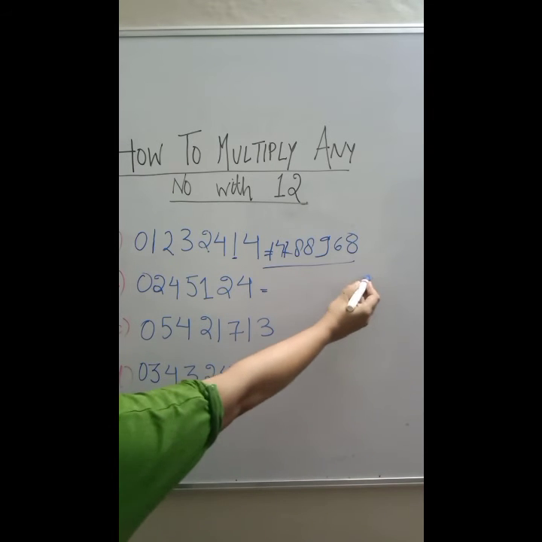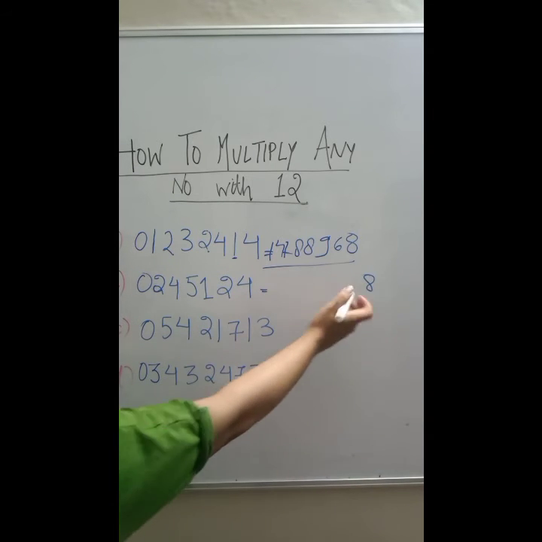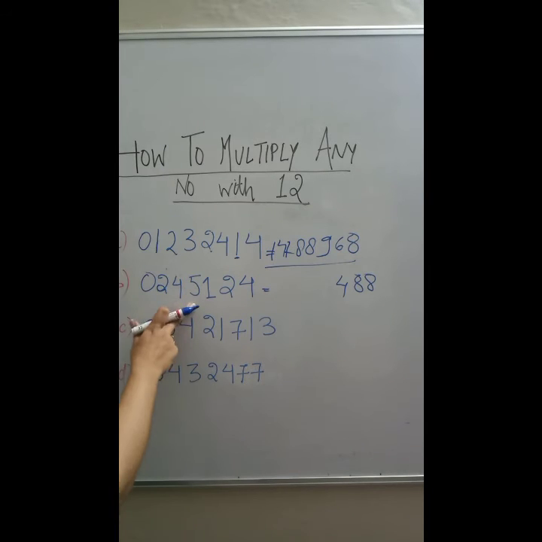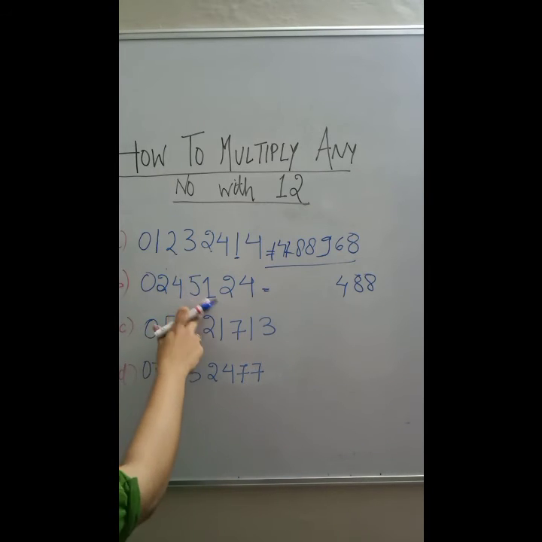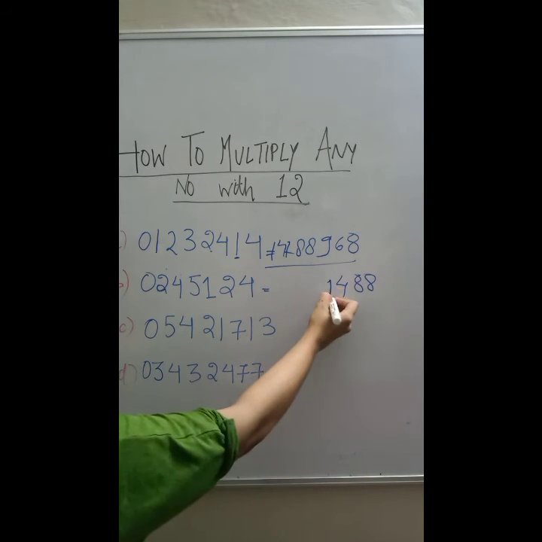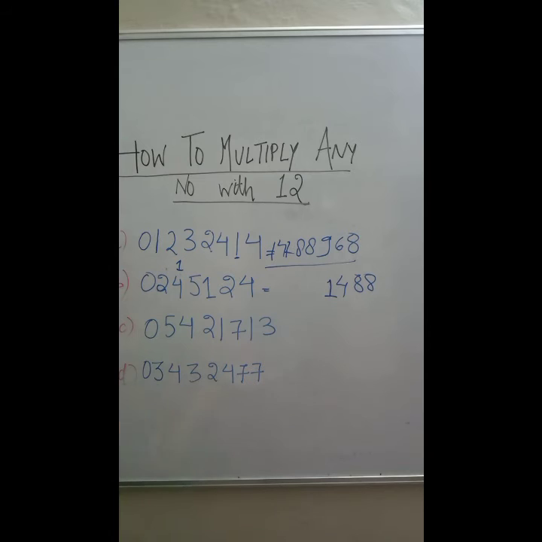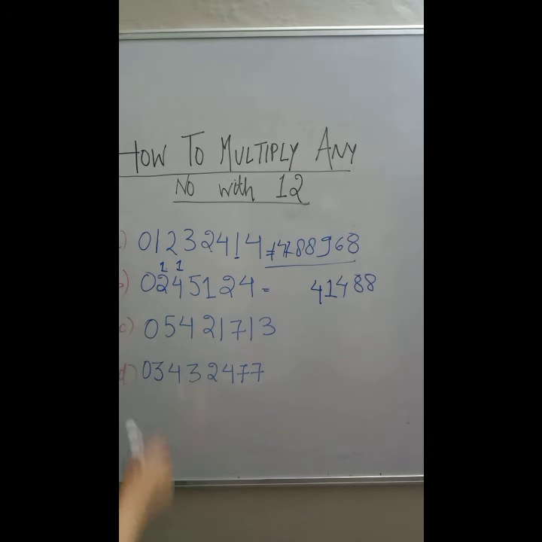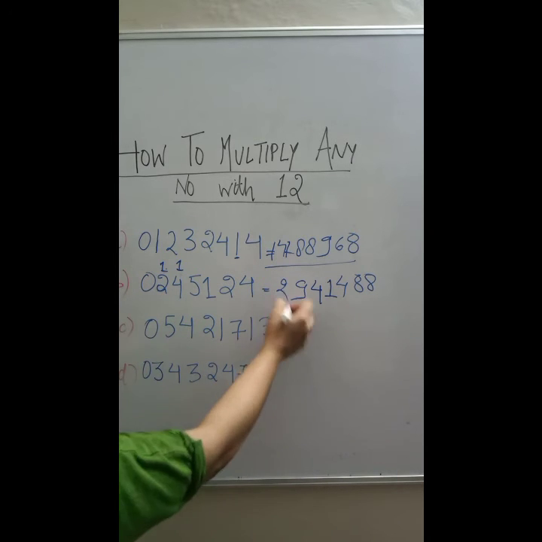Let's try for this one. 8, 2 plus 2, 4, 4 plus 4, 8, 1 plus 1, 2 plus 4. Now 5 plus 5 is equal to 10 and 10 plus 1 is 11. So you will not write both 1 and 1 here. You will just write 1 here and carry 1 over. 4 plus 4, 8, 8 plus 5, 13 and 13 plus 1 is 14. So again you will write 4 here and 1 here. Now 2 plus 2 is 4, 4 plus 4 is 8, 8 plus 1 is 9, and again 0 plus 0 is 0, 0 plus 2 is going to be 2.